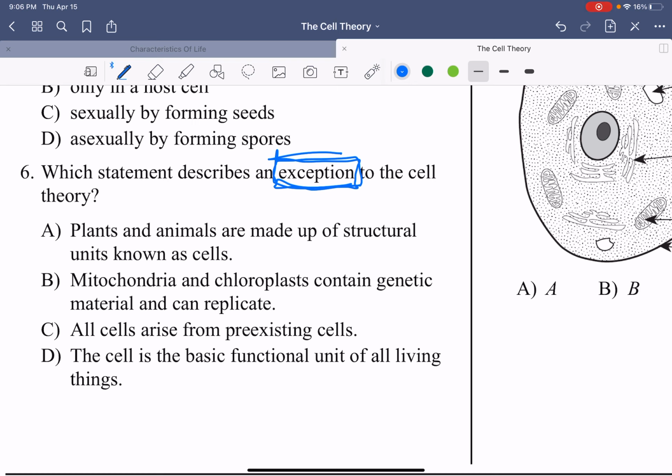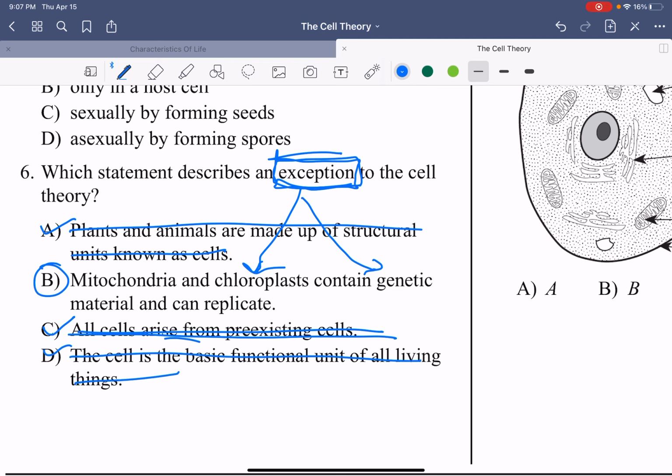But the problem that I'm having is that, okay, so plants and animals are made up of structural units. Yes, this is correct. Mitochondria and chloroplasts contain, the cell theory doesn't talk about genetic material. So we're gonna take a look at B. Cells arise from pre-existing cells. That is part of the cell theory. It's not an exception. The cell is a basic functional unit. This is part of the cell theory. That's not an exception. So 6 is B.